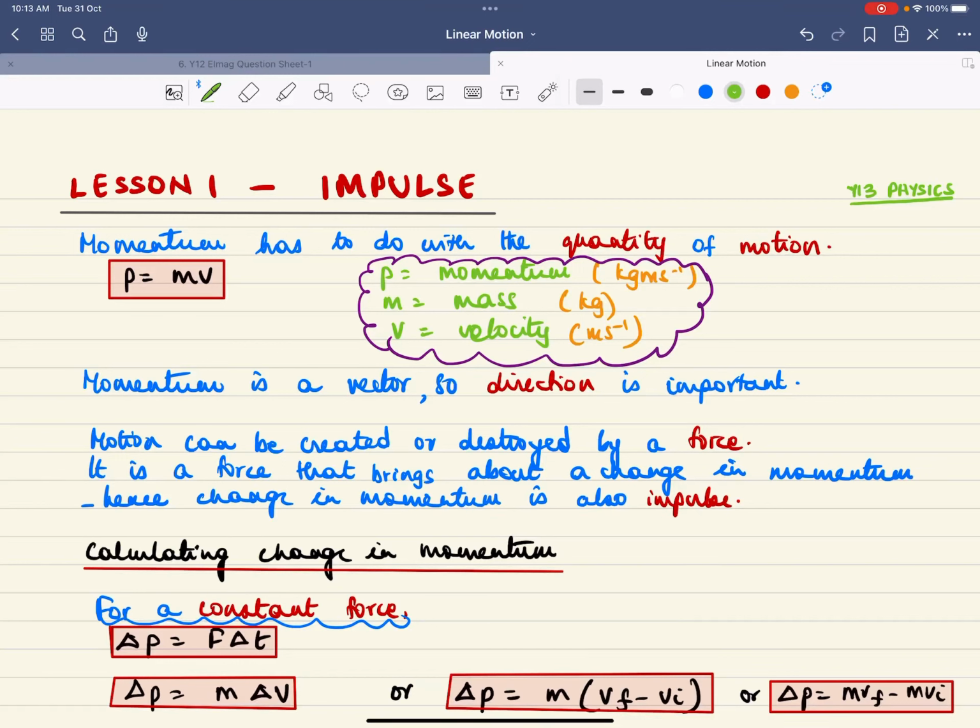This is John with lesson 1 for year 13 physics. This is the first lesson for linear motion, and the first lesson is on impulse.